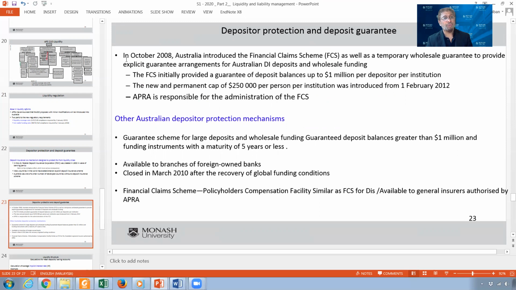They also introduced other schemes for businesses. Please note, this is a guarantee scheme for large deposits, I think up to 1 million.